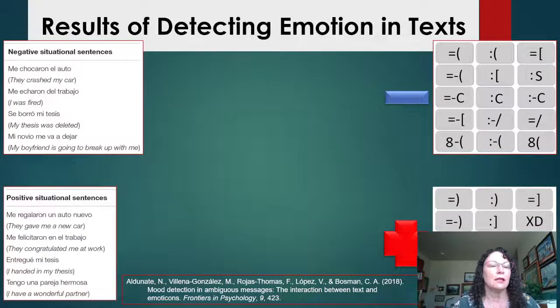Anyway, then they had positive ones. They gave me a new car. They congratulated me at work. I handed in my thesis. I have a wonderful partner. So they had positive texts and positive emoticons, as you see on the right. So they would see one of the two sentences, either positive or negative, followed by a positive or negative emoticon. So imagine they're like, they crashed my car, smiley face.